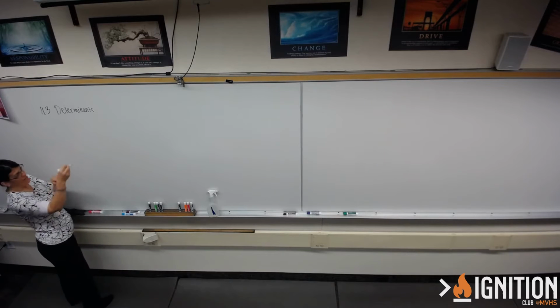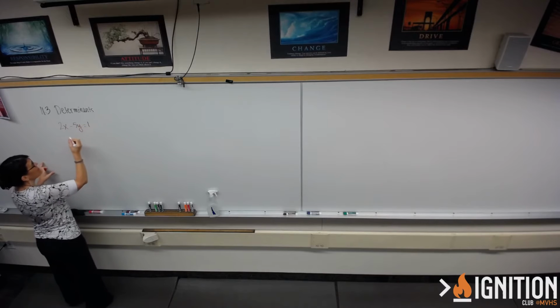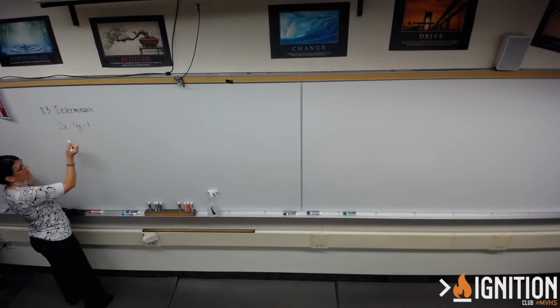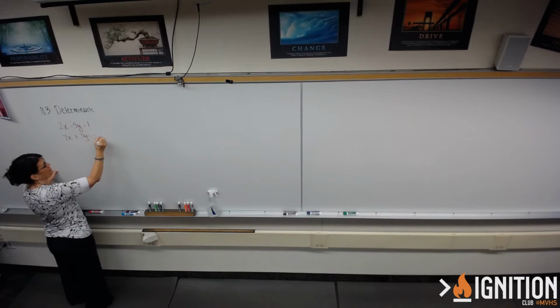We're going to do determinants after this. So let's see: 2x minus 5y equals 1 and 7x plus 3y equals negative 4, let's say.